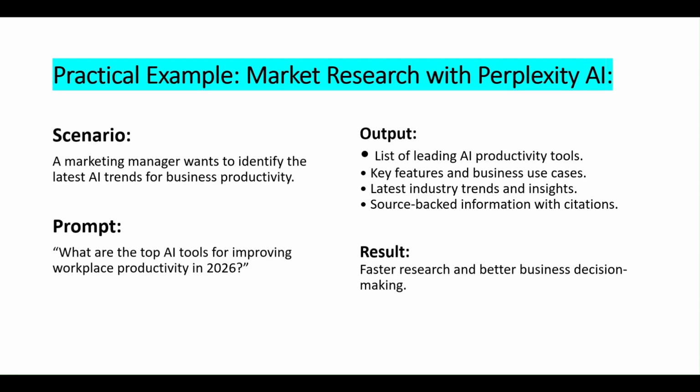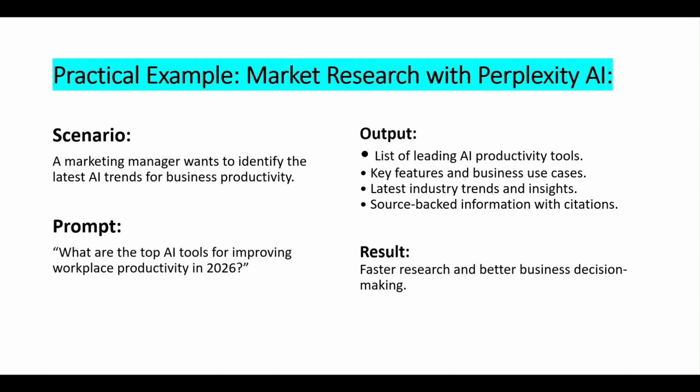So now let me explain this with a simple business example. So let's say a marketing manager wants to know the latest AI trends that can improve workplace productivity. Normally, they would have to visit different websites, read articles, and compare the information, which takes a lot of time. But with Perplexity AI, they can simply ask one question like, what are the top AI tools for improving workplace productivity in 2026? Within a few seconds, Perplexity AI provides a complete answer.